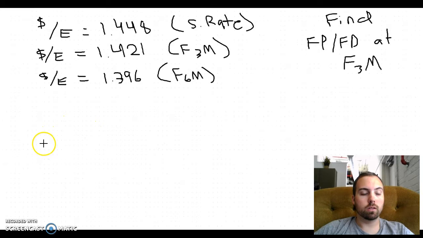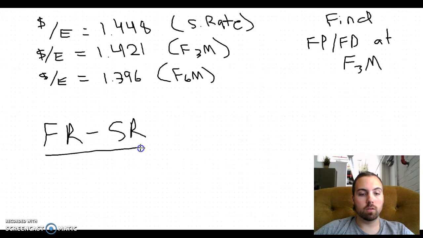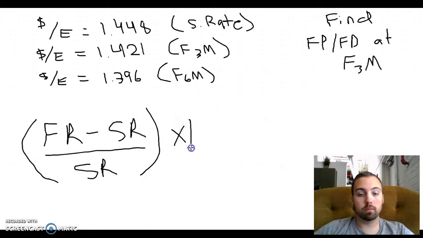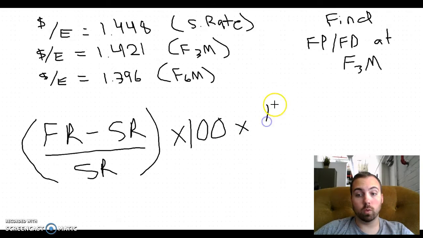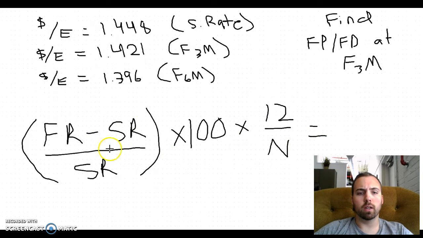We have it as forward rate minus spot rate, divided by that spot rate, times 100, times 12 over the number of months. What we have here is just essentially finding the difference between the forward rate and spot rate, no different than appreciation to some degree, and giving the percentage by multiplying it times 100.